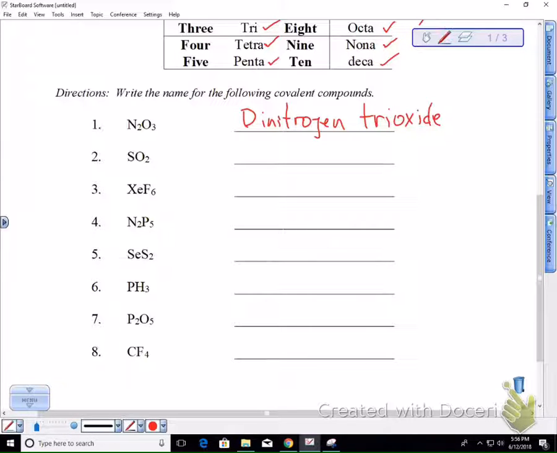All right, number 2, we have sulfur and oxygen. Now there's only 1 sulfur, but remember the exception said never start the first word with mono. So this is just going to be sulfur. And we have 2 oxygens, so it's dioxide. Similar thing happening here, number 3. We have xenon, no mono, and then 6 fluorine. So this is going to be hexafluoride.